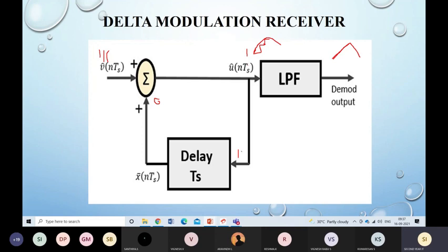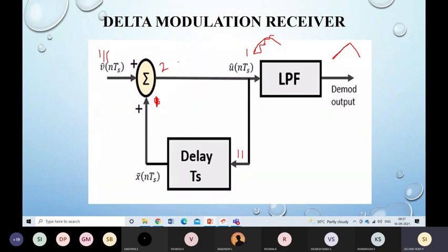So the same 1 will come here. Now, delayed by 1 time period, you will get 1 here again. The next bit is 1. 1 plus 1, 2. So here you will get 2. When the amplitude increases, it won't increase the step size. The same unit step size will be followed here.